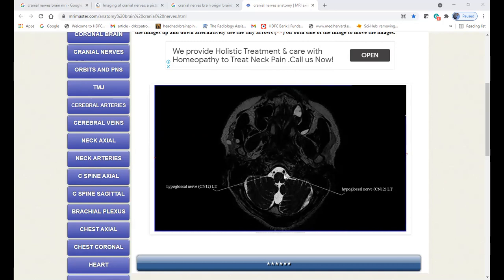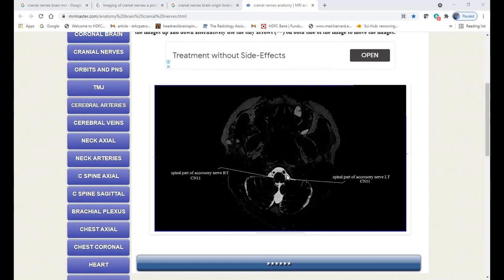Then the hypoglossal nerve, posterior to the vertebral artery, you can go to the hypoglossal canal. Then you can find the spinal roots of the spinal accessory nerve. You can see the spinal accessory nerve, spinal roots.